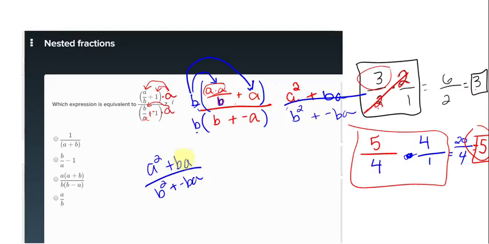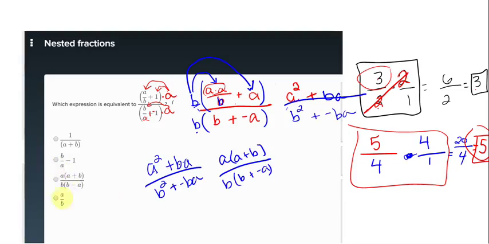Here in the top, both terms have an a on them, so I can factor out an a. On the bottom, both of these terms have a b, so I can factor out a b. This divided by b is going to be negative a.